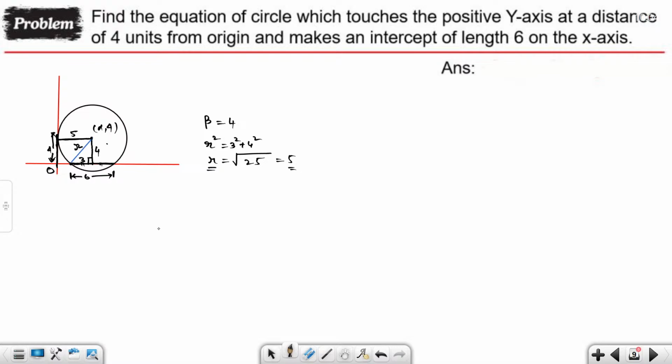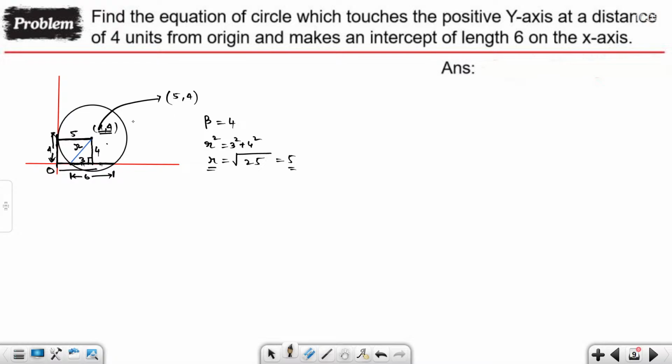This length is 5. Then can you please tell me what will be its center in that case? Your center alpha means this distance, which is the same as your 5. Therefore, your center becomes 5, 4. Is this concept clear to all? Since the radius is 5 units, this length is 5 and this length is 4. So the center is 5, 4.